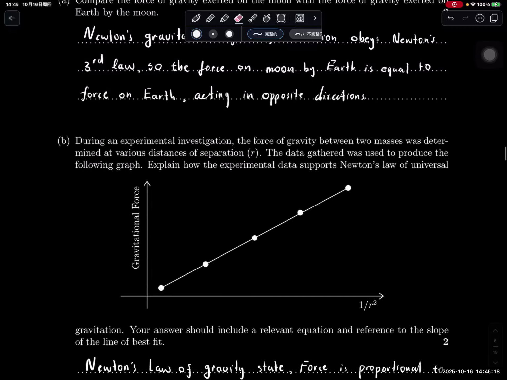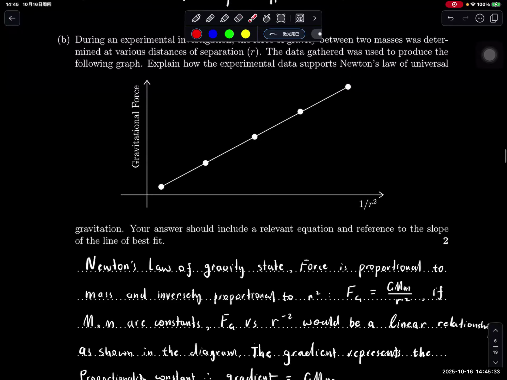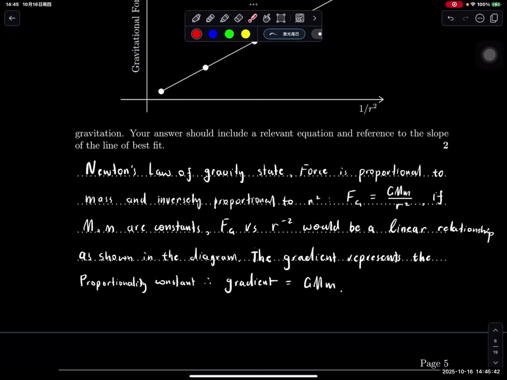Okay, so part B says during an investigation, the force of gravity between two masses was determined at various distances r. The data show a linear relationship between the force versus 1/r². Yeah, it will be linear. Explain how the gravitational data supports Newton's law. Newton's law indicates GMm over r squared is our gravitational force, and indeed our force of gravity is proportional to 1/r², so we get a linear relationship.